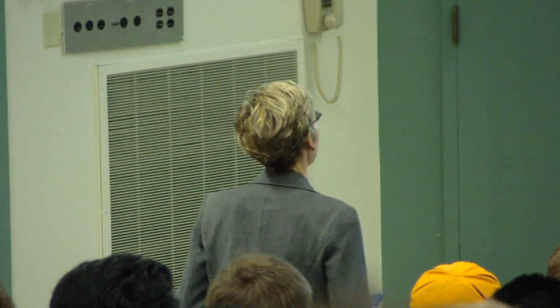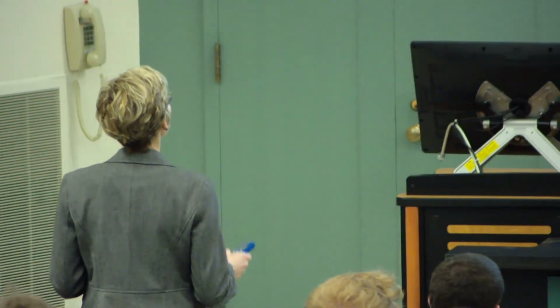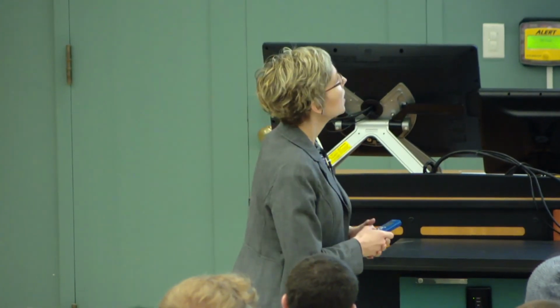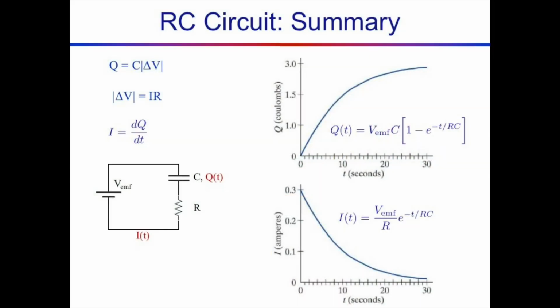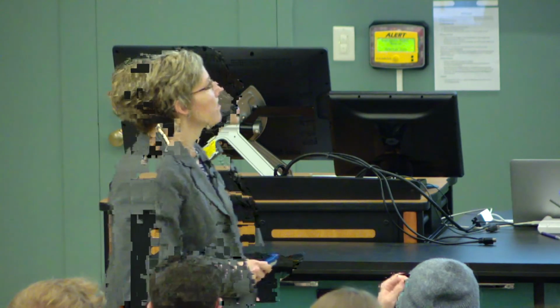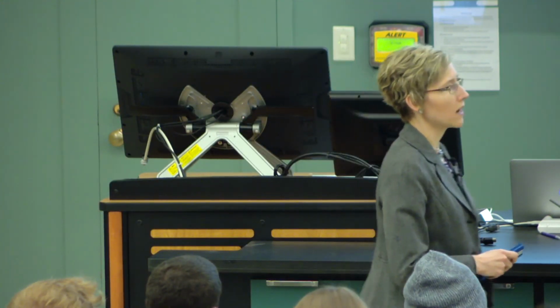And here's what we mean by that. Here's our summary. We had only 3 input equations, and then the rest, we simply used logic to derive. The 3 input equations were that Q is C delta V across a capacitor, so the charge on the capacitor is its capacitance times the voltage across it.